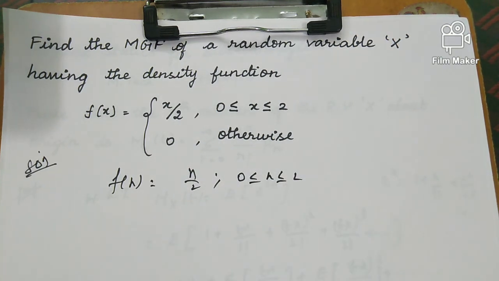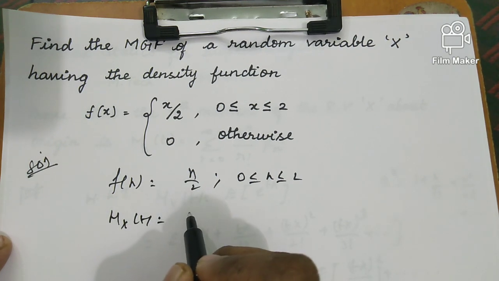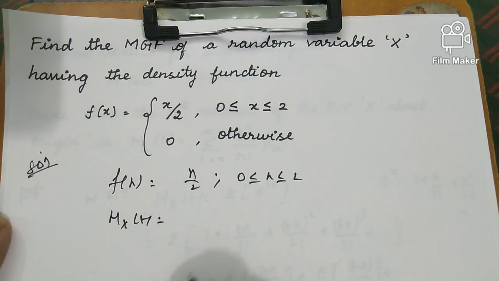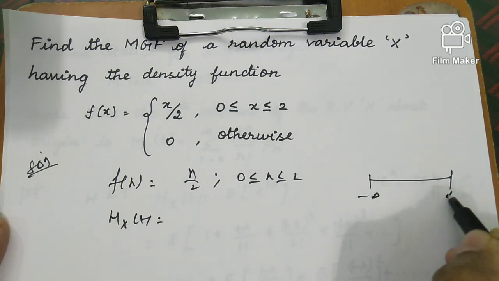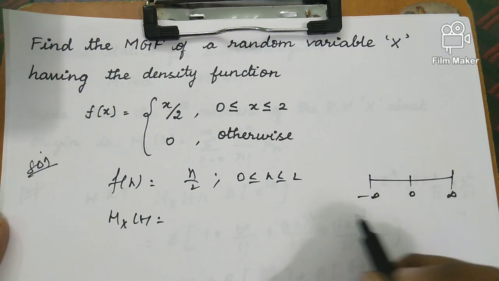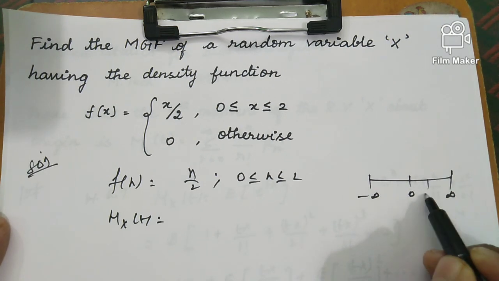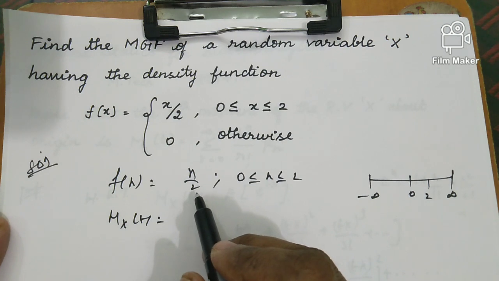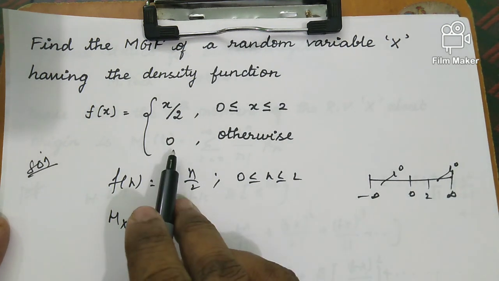So Mx of t is equal to the integral, where the actual limit is minus infinity to plus infinity. That is the original limit in the definition of the MGF. Here it's given that only in the interval 0 to 2 does the function take the value x by 2. That means in the remaining interval the value is 0. That is what is given, 0 otherwise.